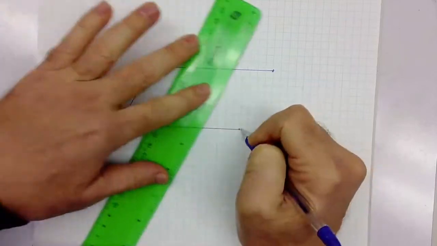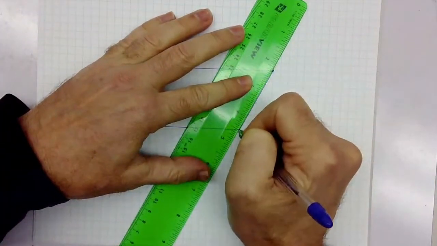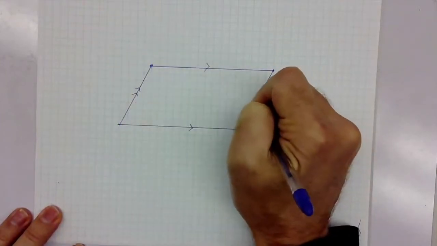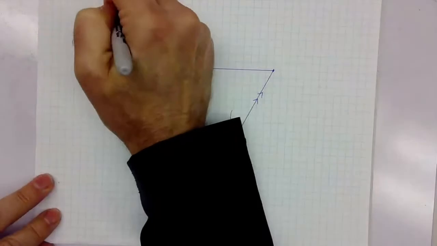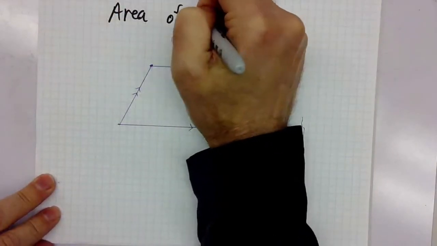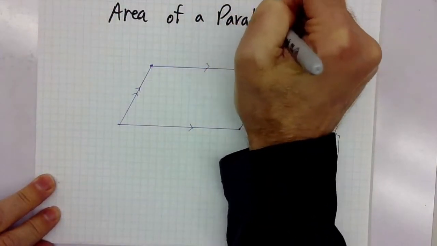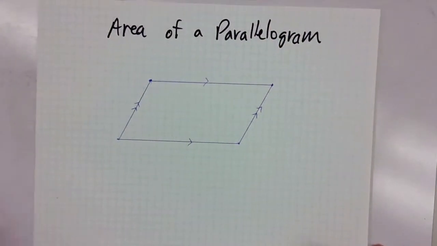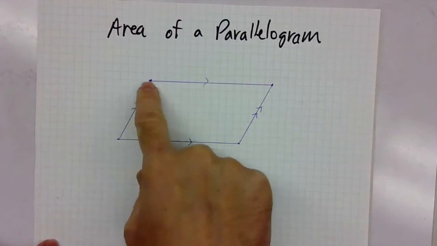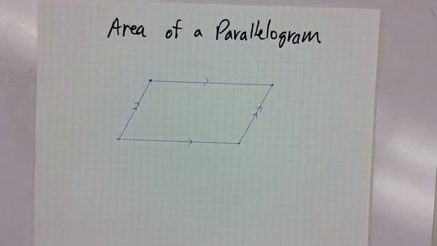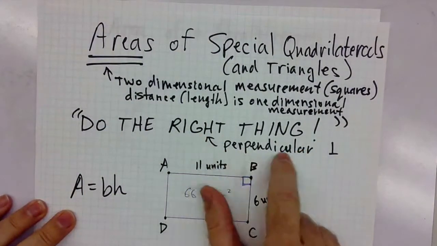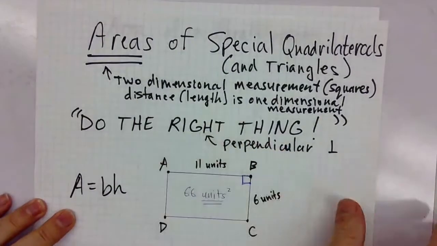Let's look at area of parallelograms. Looking at parallelograms like the ones that you have in your middle school, right? So this would be parallel to that, and this would be parallel to this. That's the definition of a parallelogram. Somebody please tell me why I cannot just multiply this side times this side to get the area of a parallelogram. That would not be doing the right thing, right? When we find area, we have to have a perpendicular. We have to do the right thing.